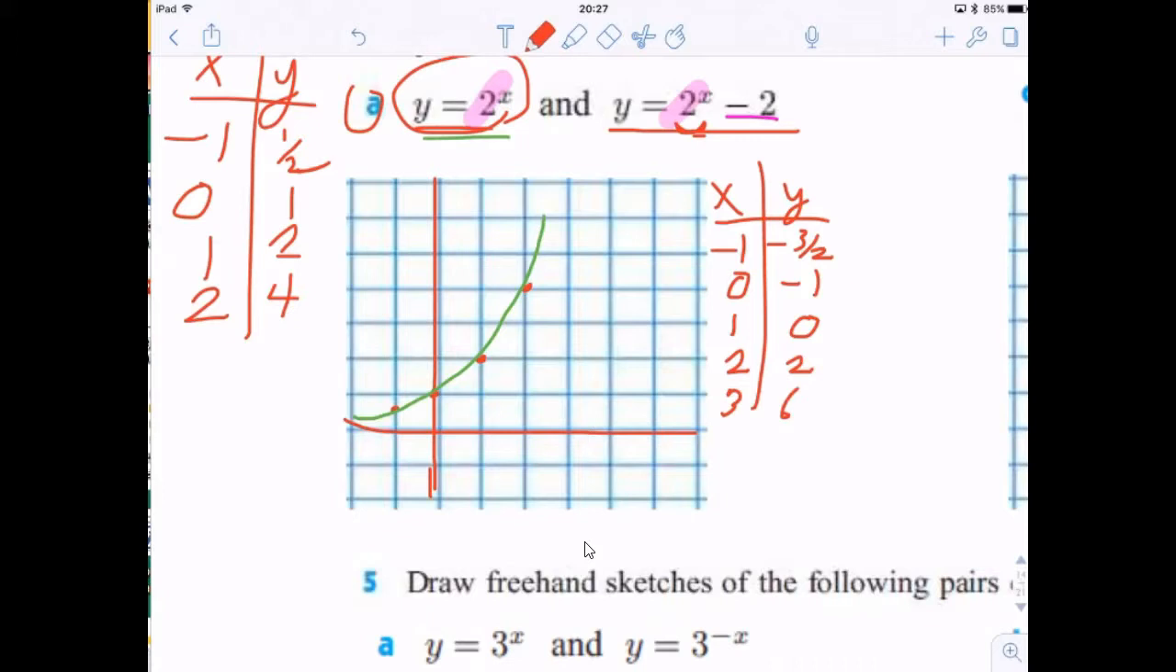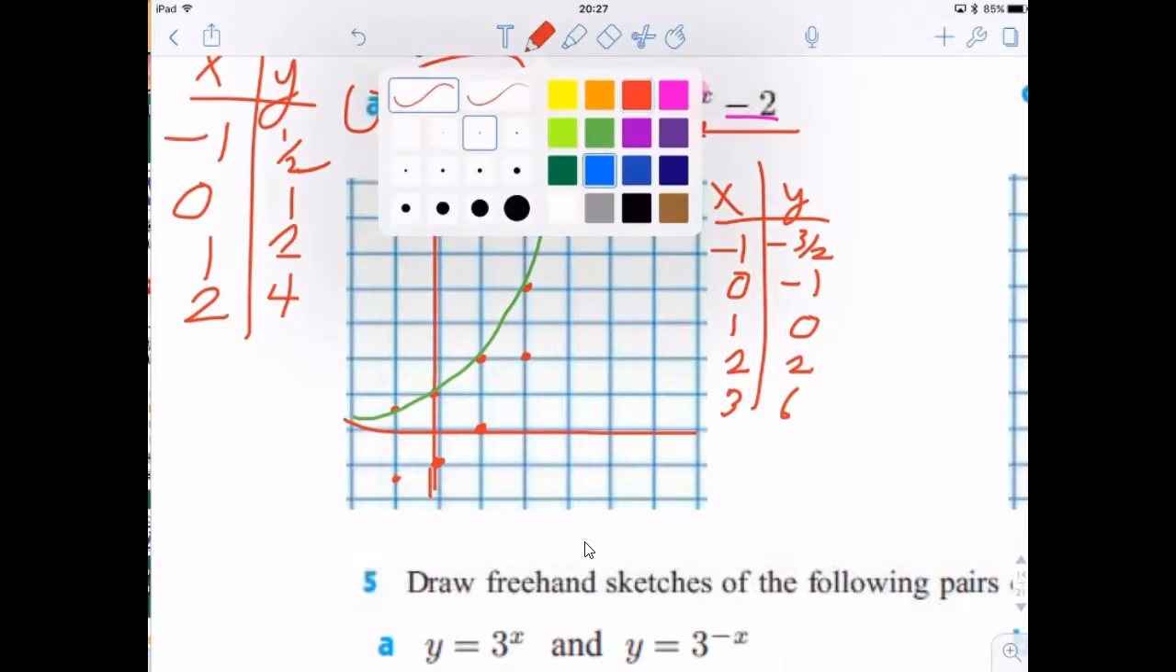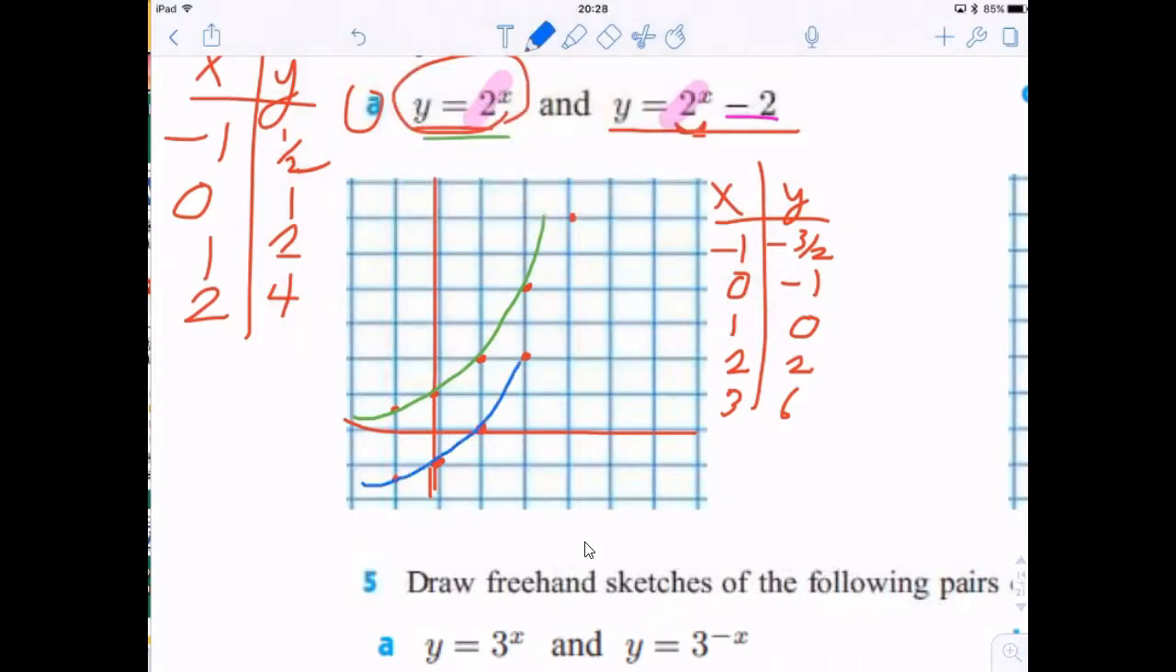So I got -1, -3/2, it would be about here. I got 0, -1, it would be here. 1, 0, it's here. And you can see it's starting to make a pattern. 2, 2 is here. You see how every single point is simply 2 units below the points on the green graph. Finally, 3, 6 would be here. Okay, and then I'm going to graph it using blue. So you can see that the blue graph is simply the green graph, and every single point is lowered by 2 units.